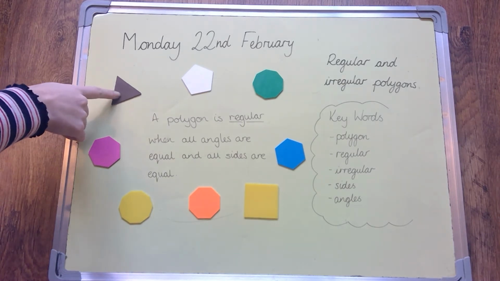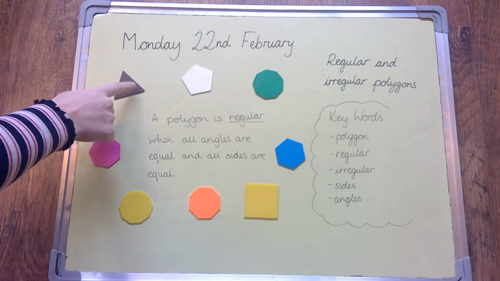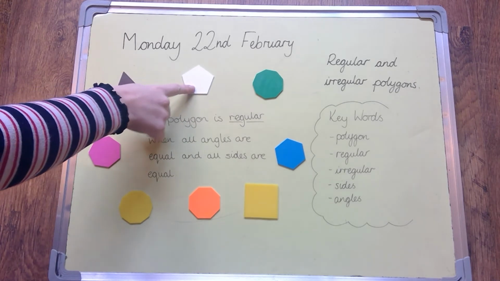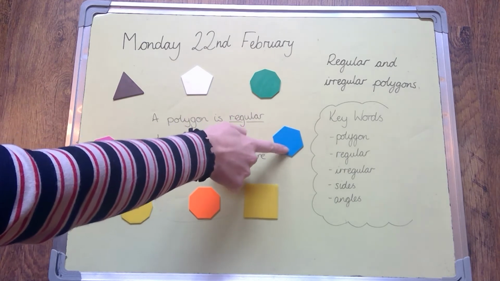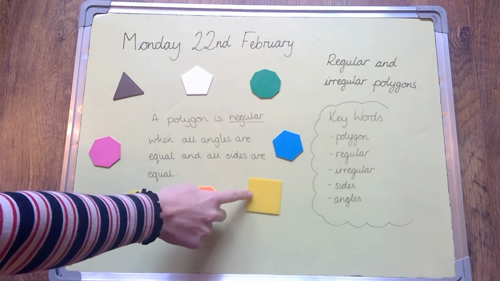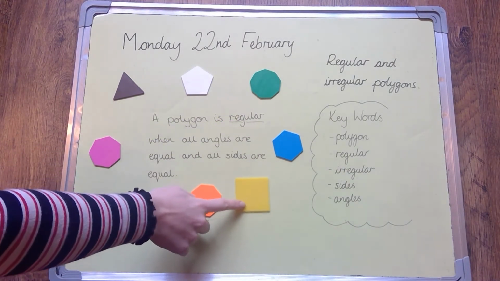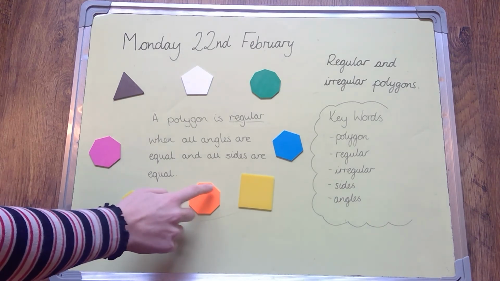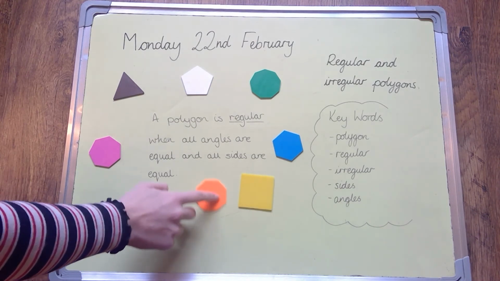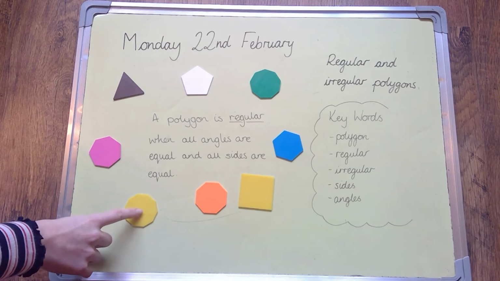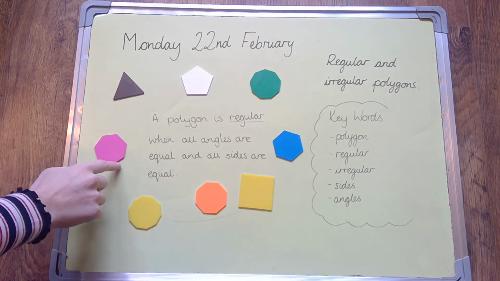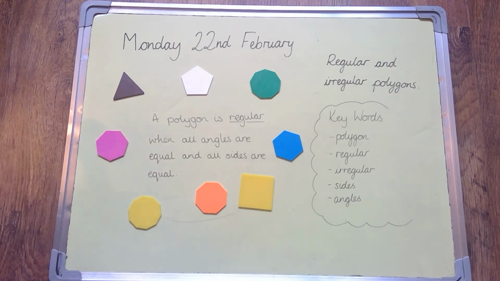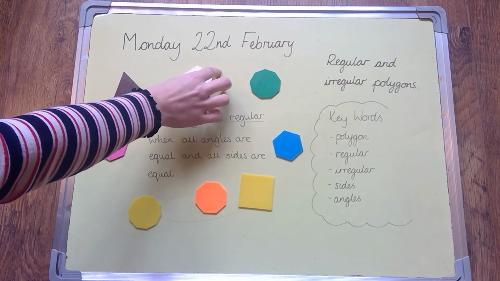So we've got here an equilateral triangle. Okay, we've got a pentagon. We've got a nonagon, so that's a 9-sided shape. We've got a hexagon, 6 sides. We've got a square. Okay, and then we've got 1, 2, 3, 4, 5, 6, 7, 8. So this is an octagon. We've got a decagon here, which is 10. And we've got a heptagon here, which is a 7-sided shape. So as you can see, all of their sides are equal and their angles are equal.